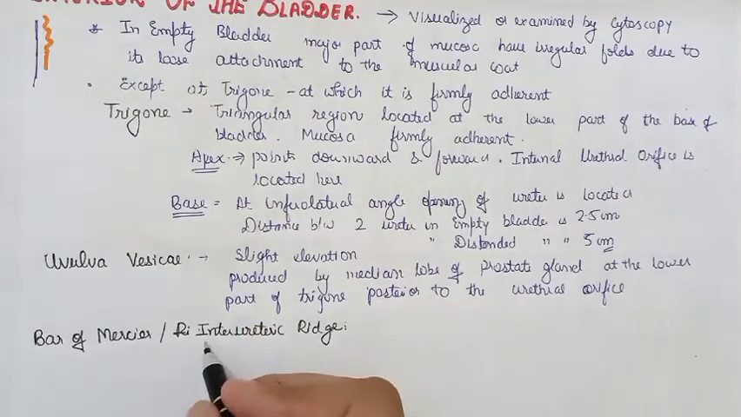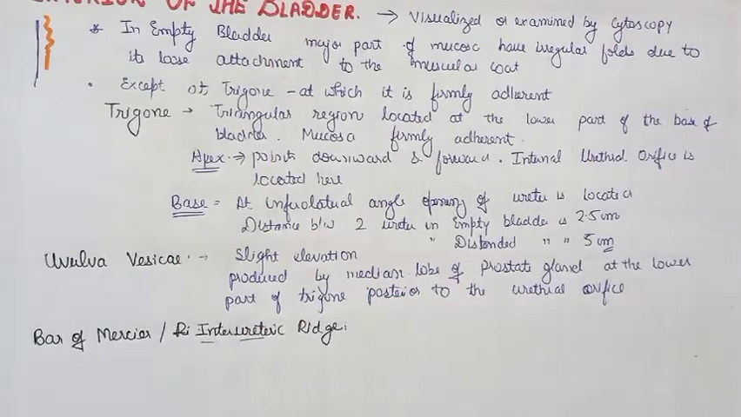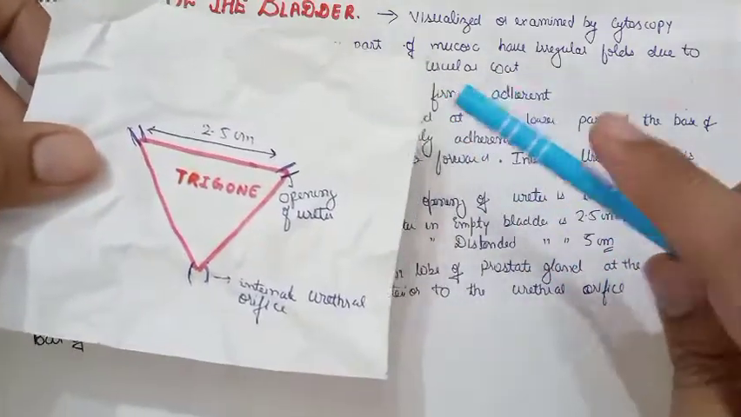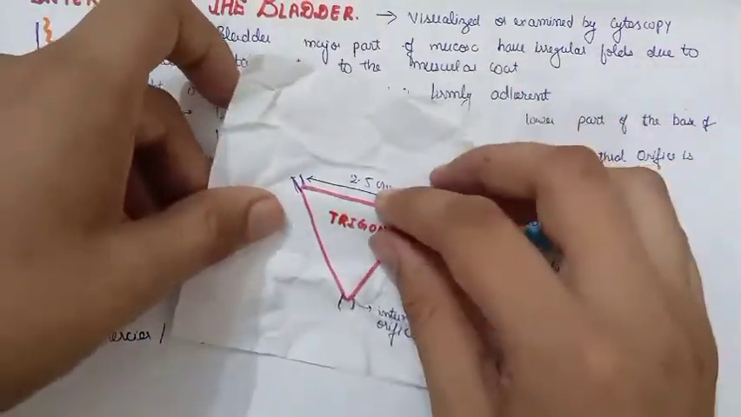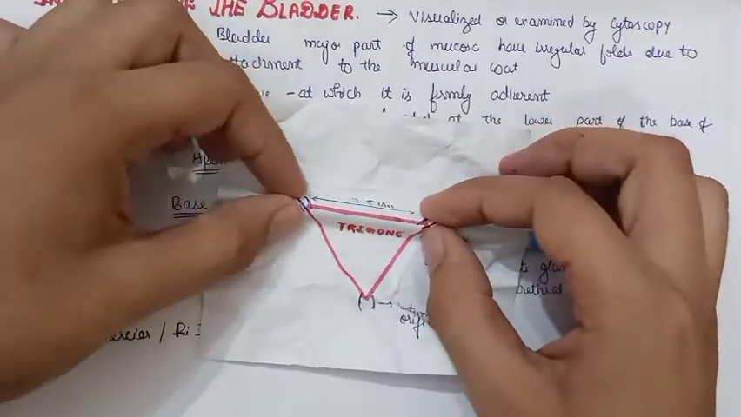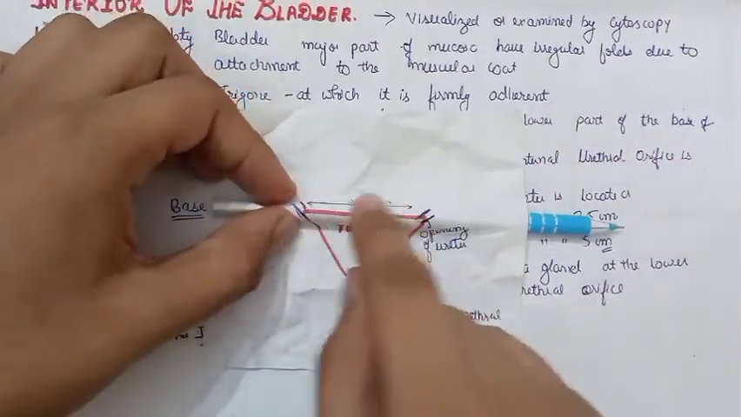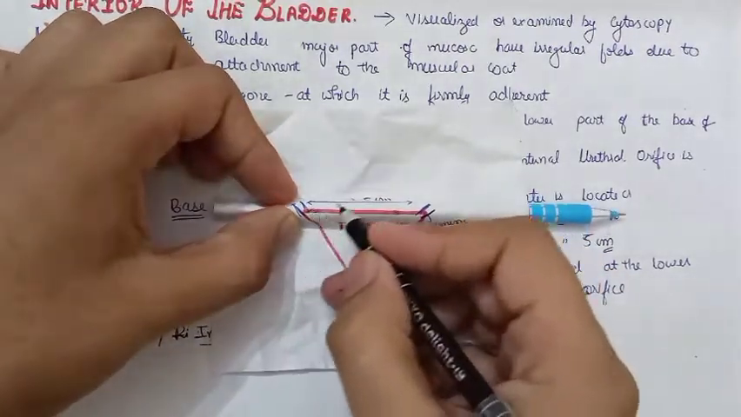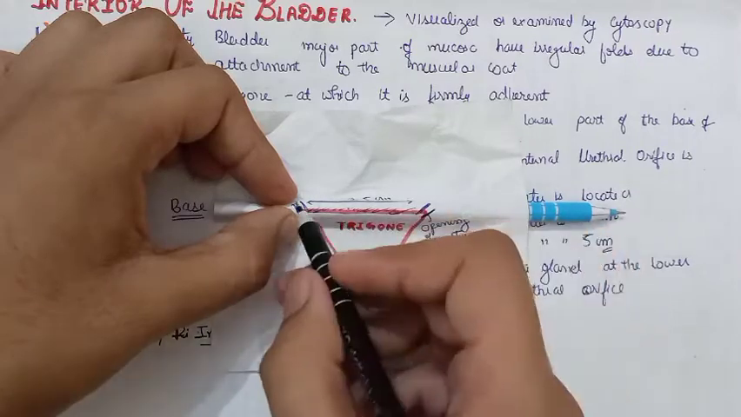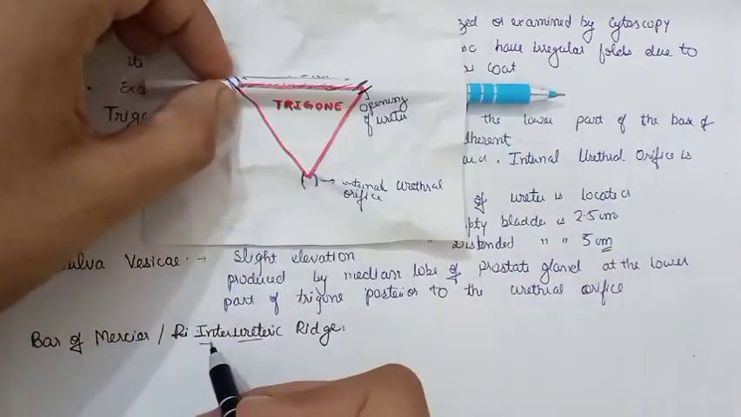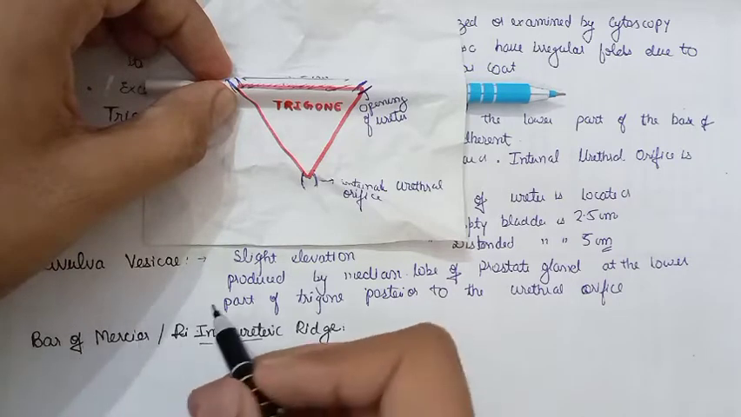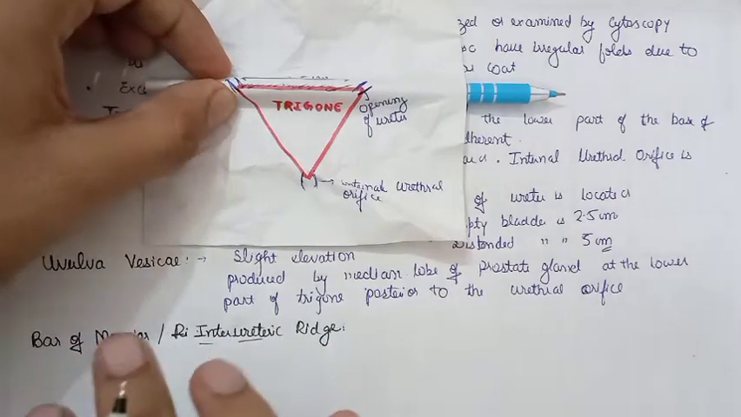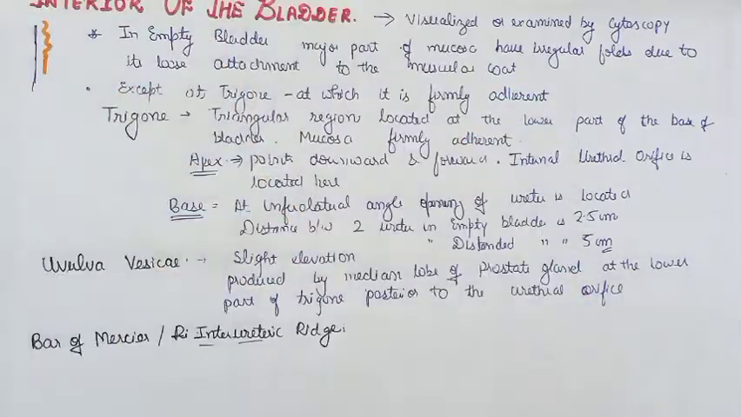The name interureteric can give an idea of what it actually is. It's a ridge present. I'm making the ridge with the help of a pen. At the upper part, between the two ureters, you can see the ridge or the elevation. This ridge or elevation produced between the two ureters is called the interureteric ridge or the bar of Mercier. I think the point is clear.